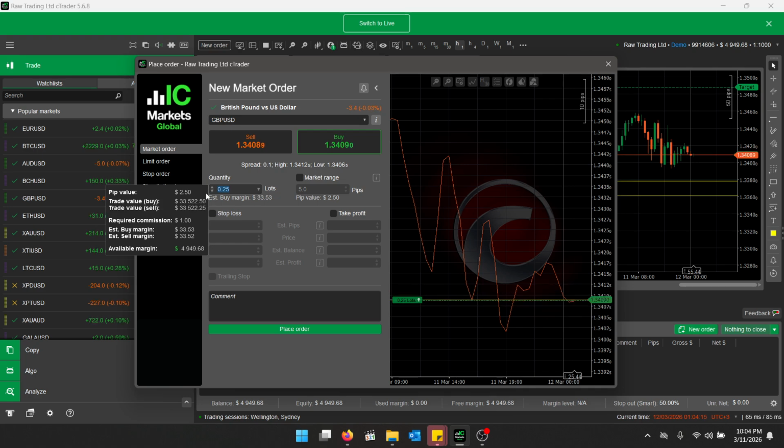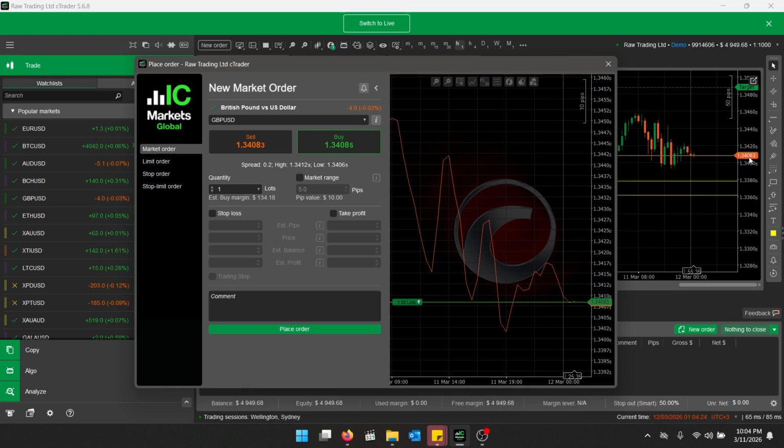So if I put $1 here, it is telling me it is now $10 for one pip. That's a small point. Once price moves, let's say this is 1.34082, and it moves just one point down or up, that is the cost of it. It means the higher your lot size, the higher the amount you either lose or win, based on the number of pips that price will go.